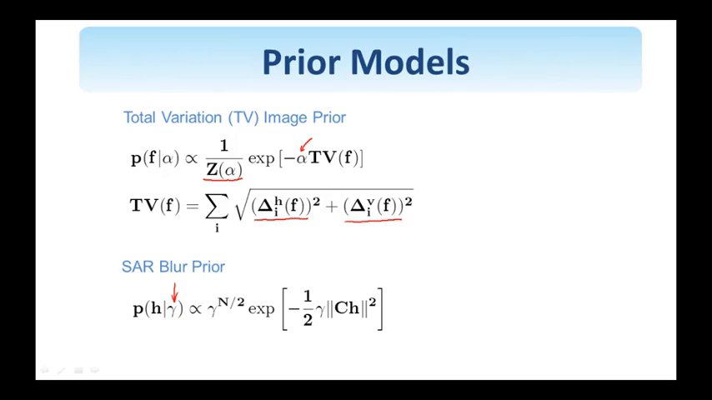In the following, I will show some experimental results when these two priors are used, the TV for the image and the SAR for the blur. I will not show any of the mathematical details. This variational approximation approach that I mentioned in the previous slide is utilized, but again, the main point is just to give you a flavor of what is achievable.